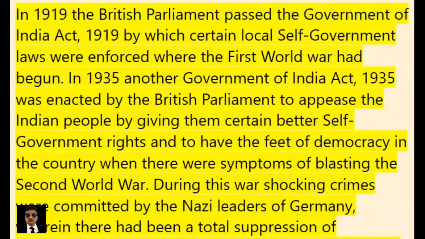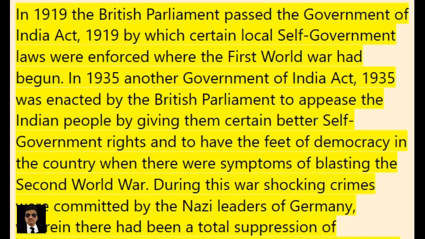In 1919, the British Parliament passed the Government of India Act, 1919, by which certain local self-government laws were enforced when the First World War had begun. In 1935, another Government of India Act, 1935, was enacted by the British Parliament to appease the Indian people by giving them certain better self-government rights and to have the feet of democracy in the country when there were symptoms of the Second World War breaking out.